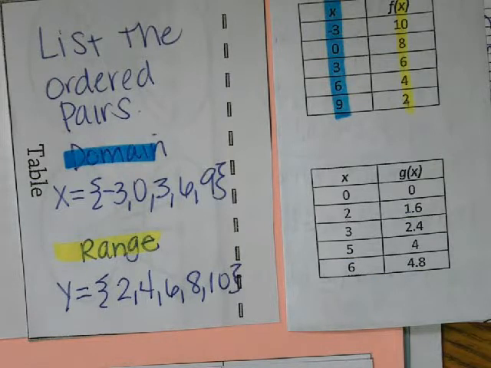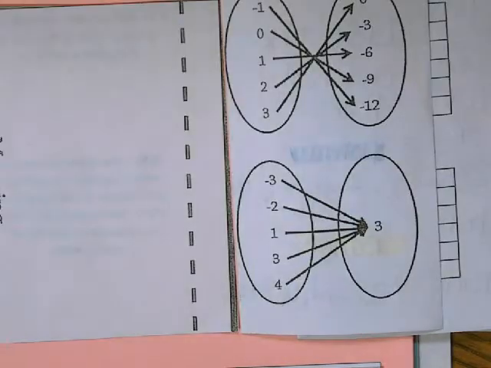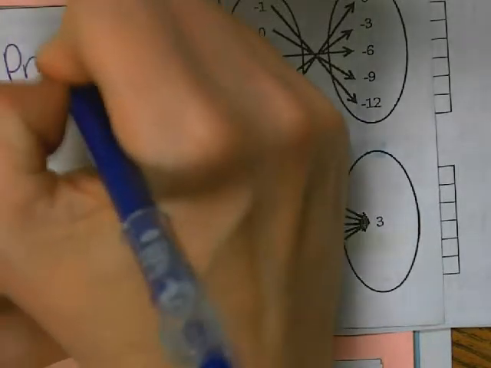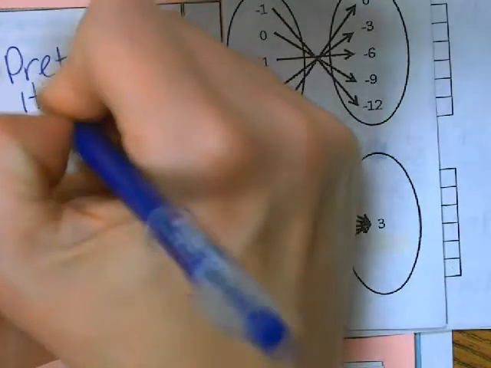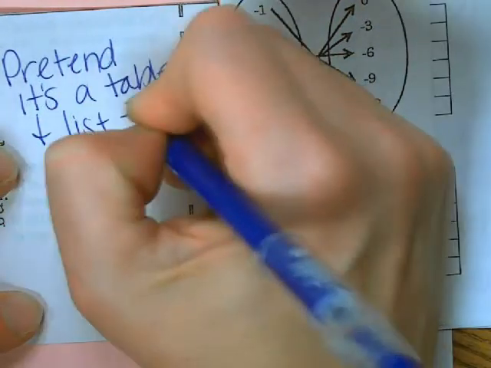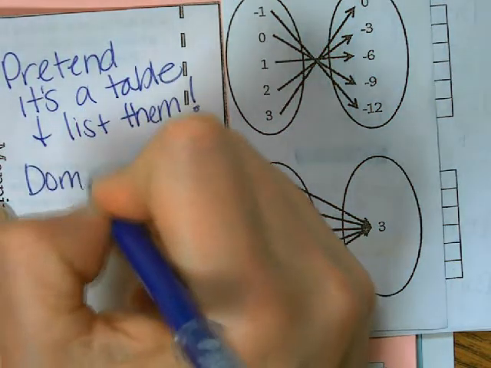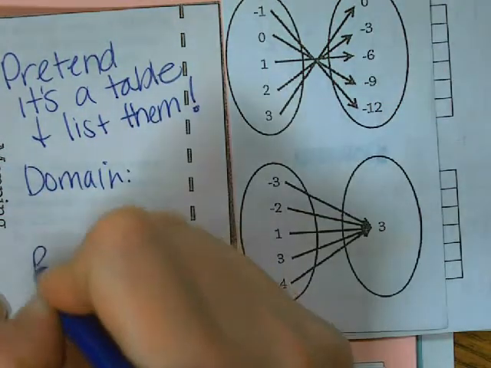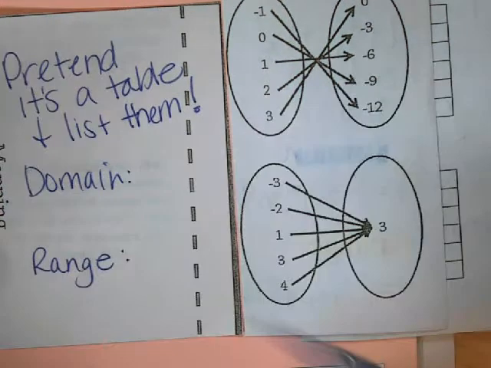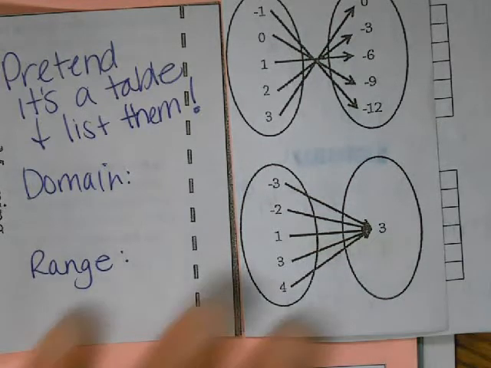Alright, and if I have a mapping diagram, same thing. It's the exact same thing as a table. Okay, so we just pretend it is a table. So pretend it's a table, and list the domain and range. Remember, if I'm going too fast at any time during this video, make sure you pause it so you can pay attention and write down the details.